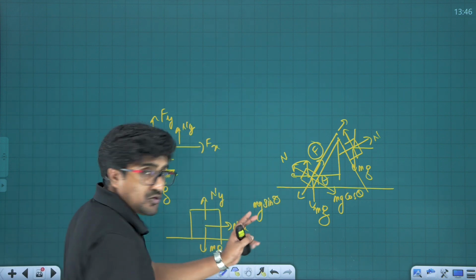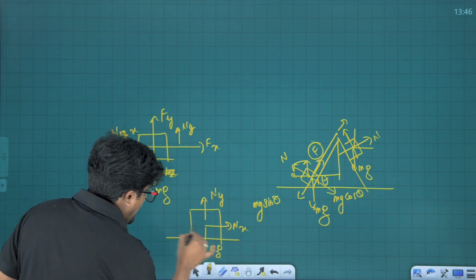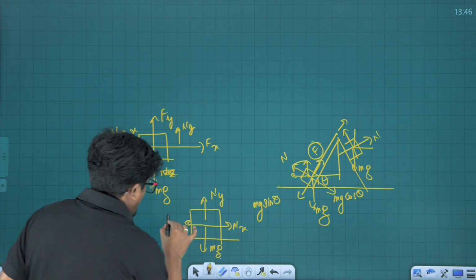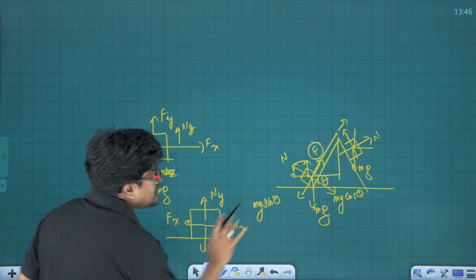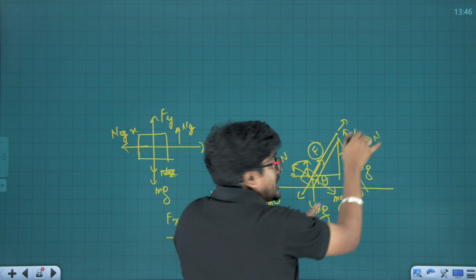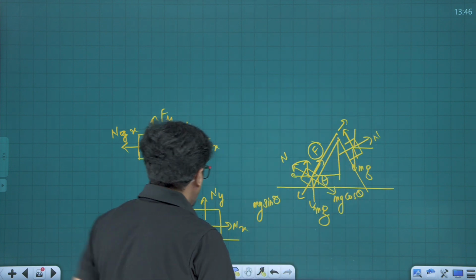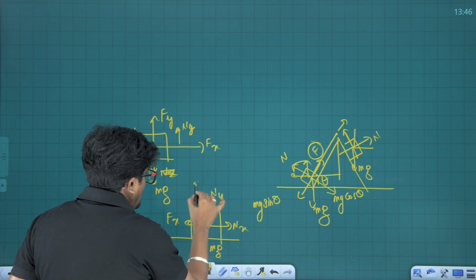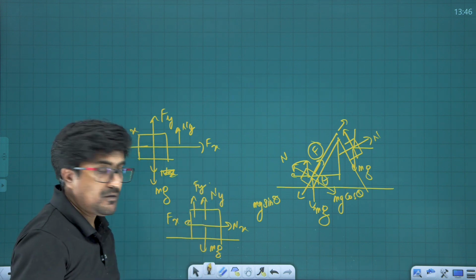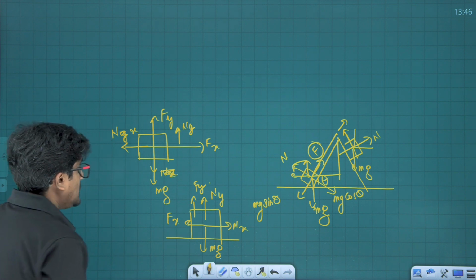And here n of x is towards right and n of y is in the upward direction, and here I have got f of x towards left, isn't it? Because I am having the force in the upward direction. So f of x in the negative direction and f of y in the upward direction. Is that clear? Okay, now comes the most important part.